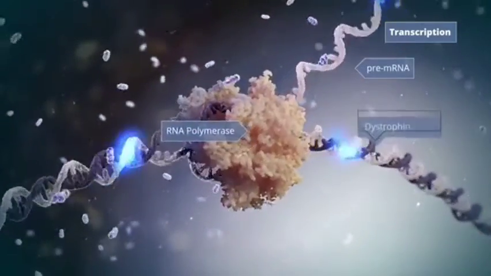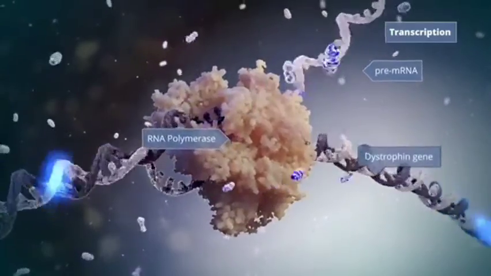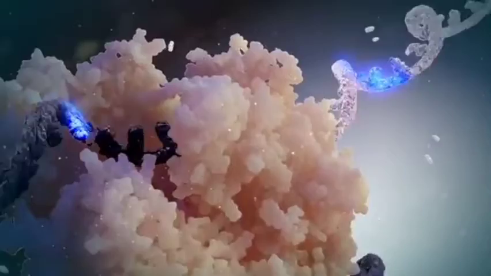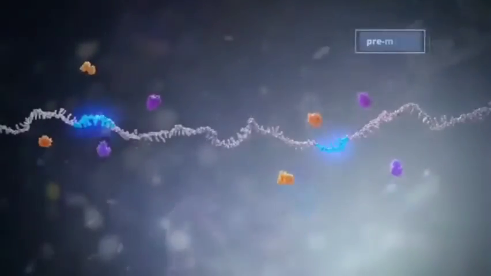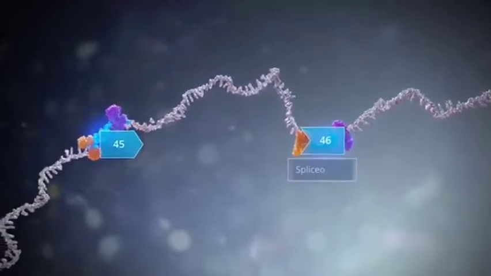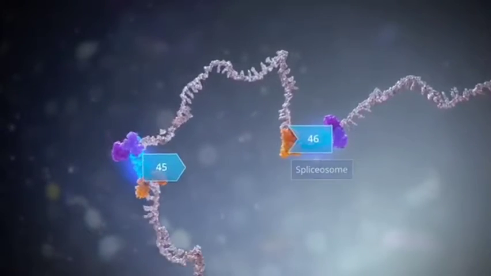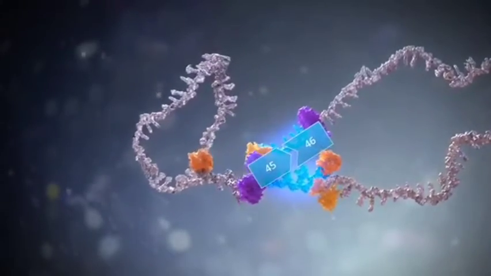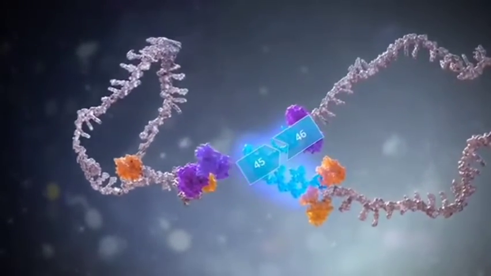To generate the dystrophin protein, the cell must first transcribe the entire length of the dystrophin gene into pre-mRNA. Within the cell, specialized cellular machinery known as the spliceosome binds specific sequences on the pre-mRNA and removes the introns to produce the mature mRNA.